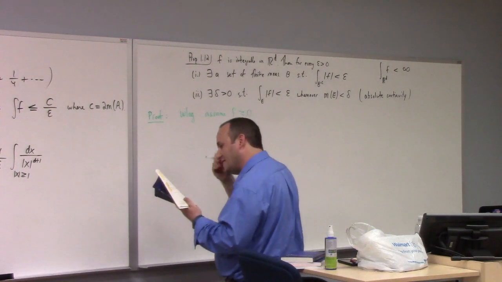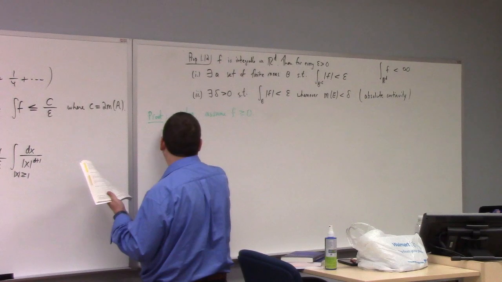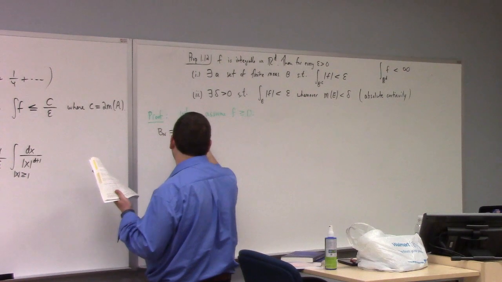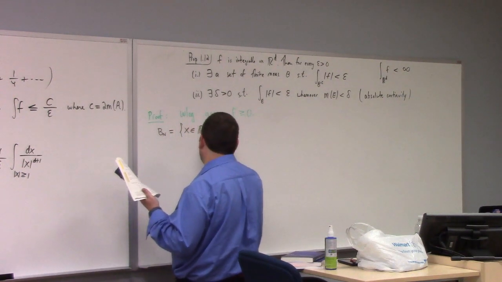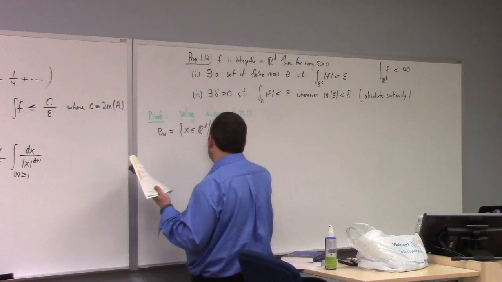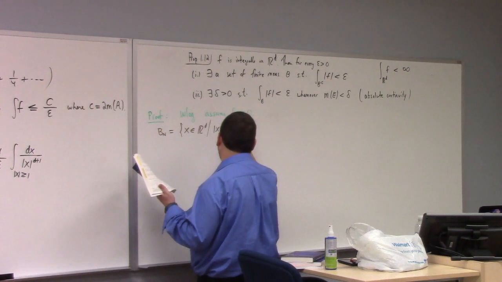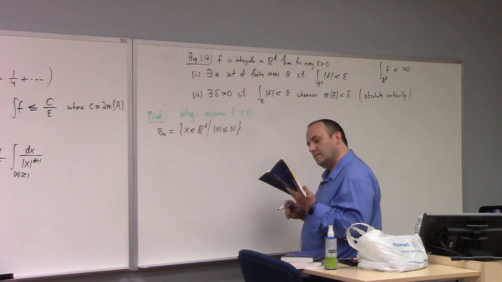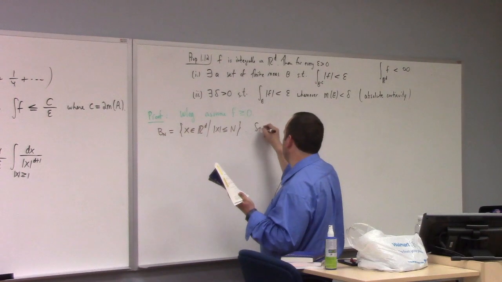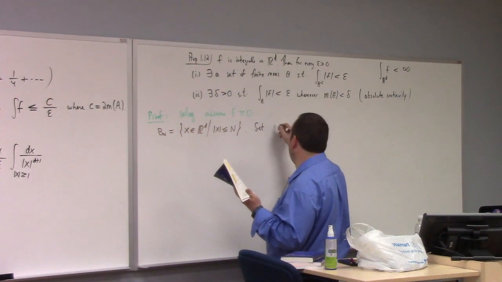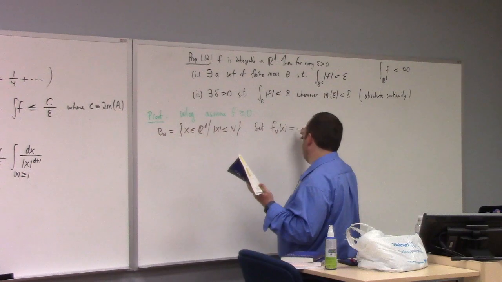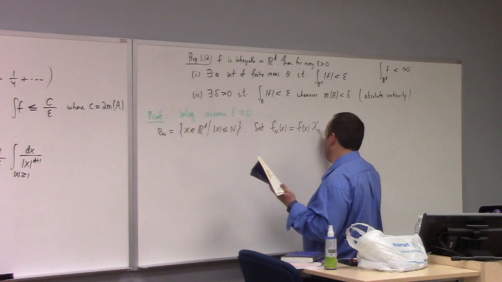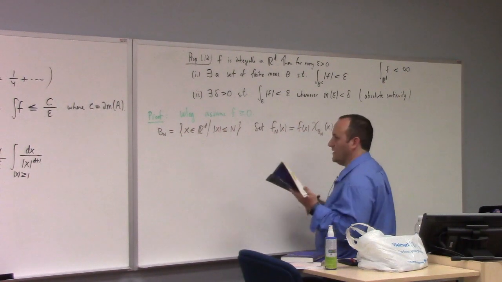Let's see here. Bn equals the ball of radius n, so it's x in R^d such that the norm of x is less than or equal to n. All right. And he says let, or set, fn of x to be equal to f of x times chi Bn of x.